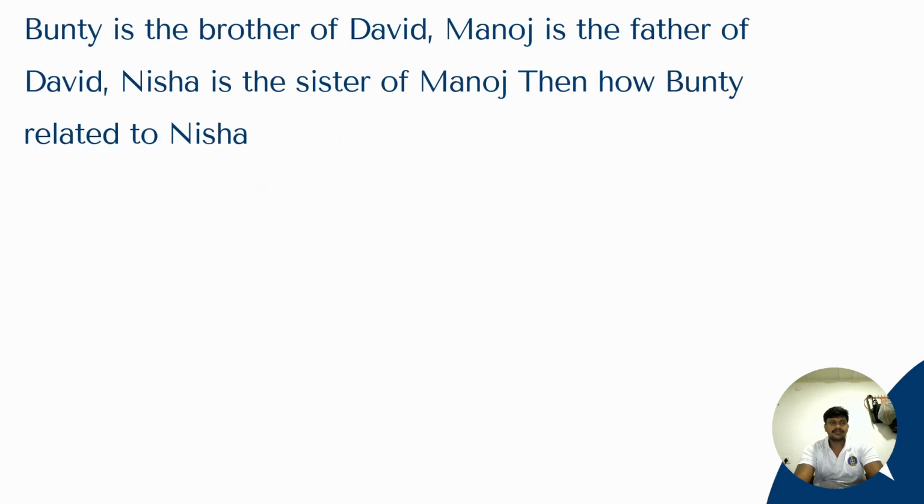Now let's go. We'll solve one more problem. See here, Bunty is the brother of David. So B is the brother of D. Brother means sibling, single line. But we don't know the gender of D as of now. Next, Manoj is the father of D. So father means you have to go up. Manoj is father means M is a male person. Nisha is the sister of Manoj. Okay. Manoj is having a sister, Nisha. So female person. Done.